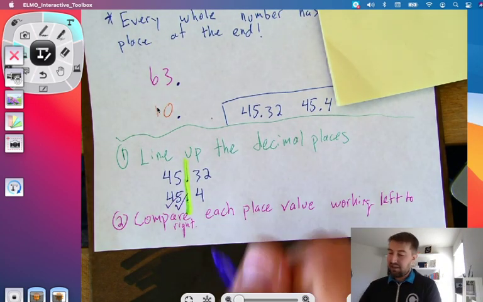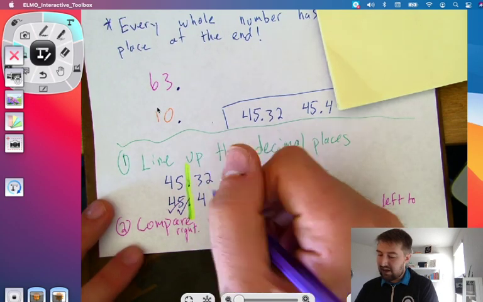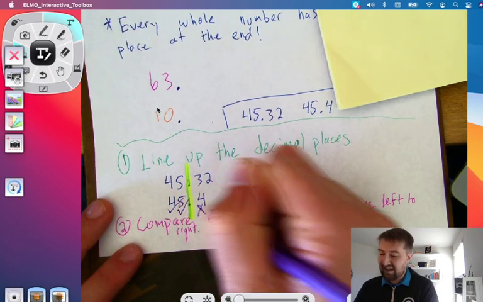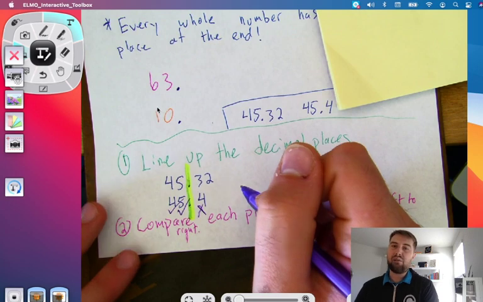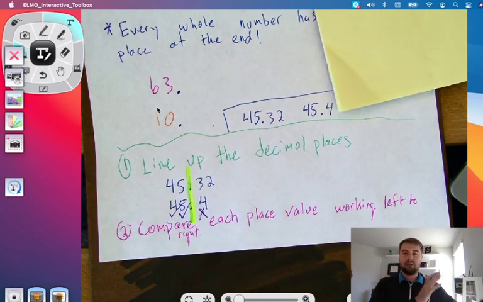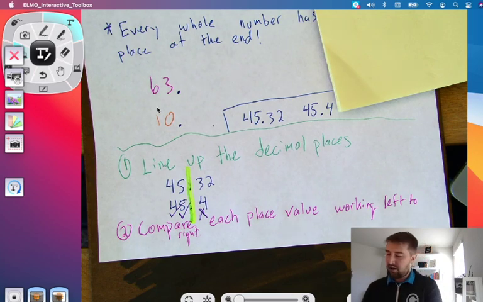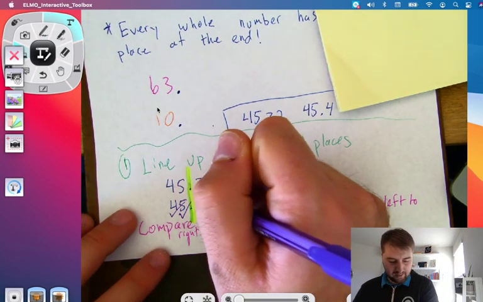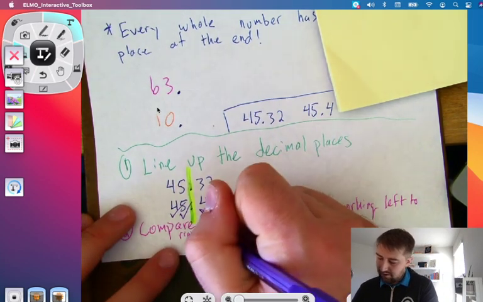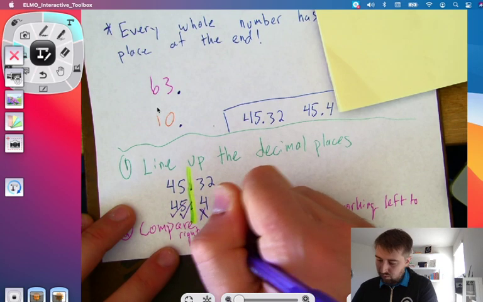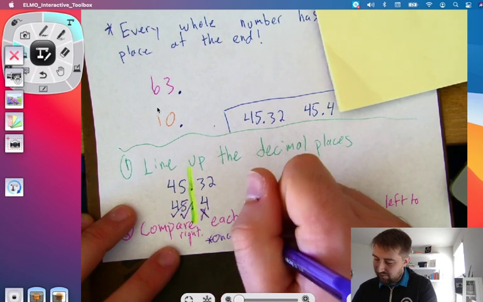Now we have the tenths place, and right here, we have a 3 and a 4. Those are not the same. So now that we've found the place working from left to right that is not the same, we're going to see which one is bigger. So this one right here, the 4 is bigger. I'm going to star that down here. Once we find the difference, we can stop.